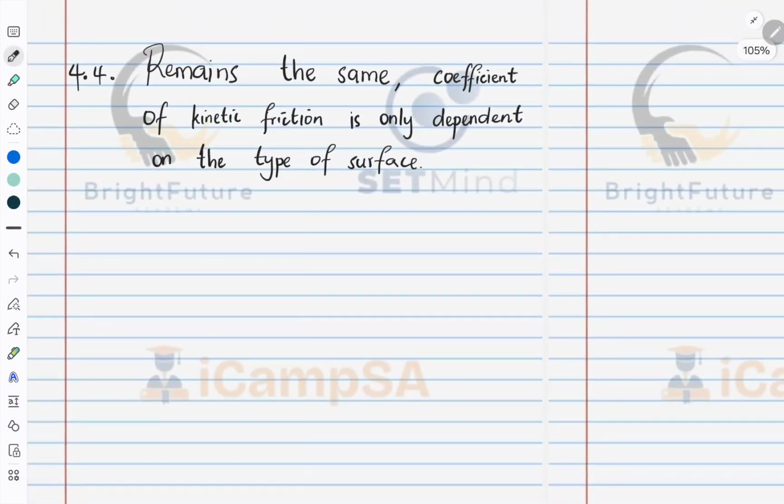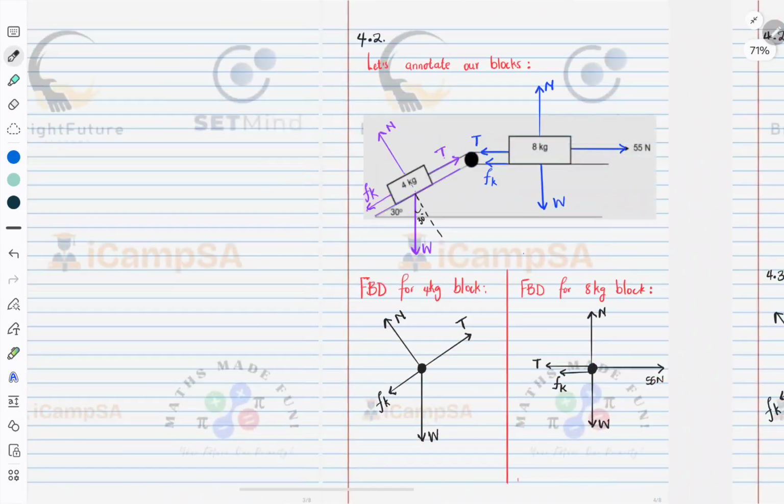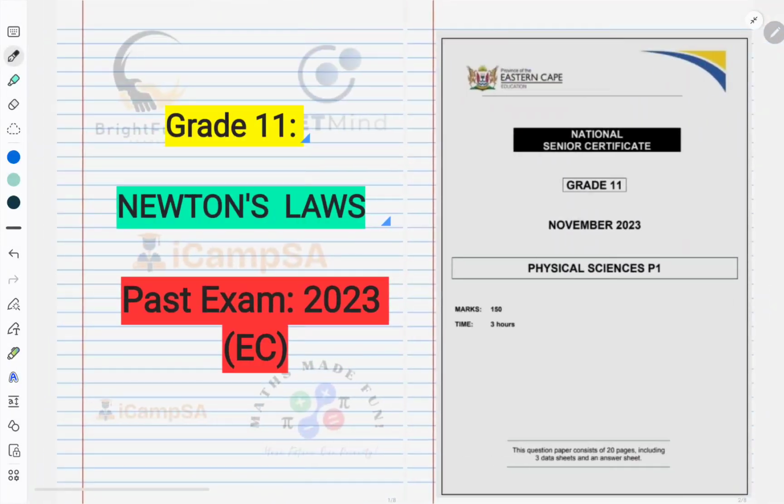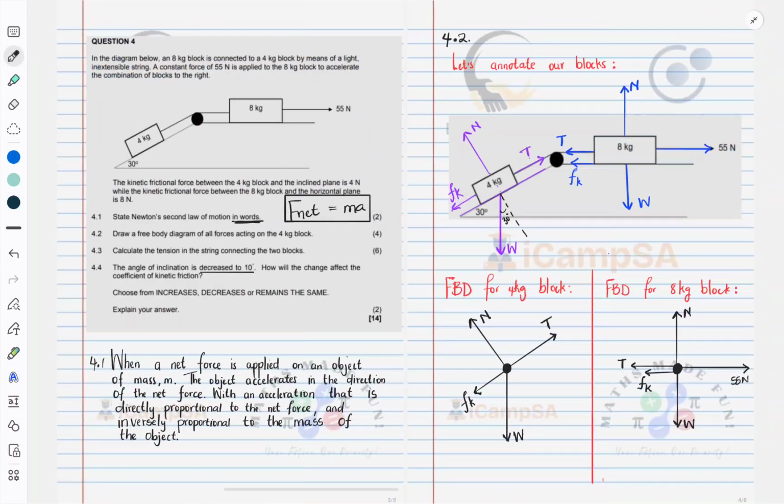Right, that's your 2 marks right there. 2 marks for correct choice of the 3 choices you were given: remains the same, increase, decrease. And then another mark for your reasoning. Okay, so this is, ladies and gentlemen, how you would tackle a problem like this one.